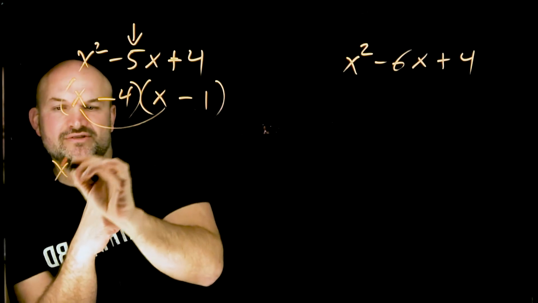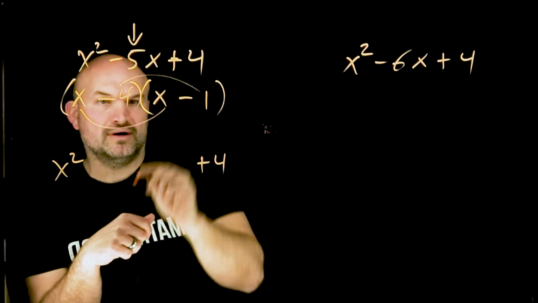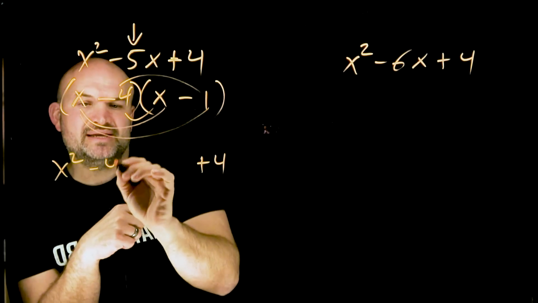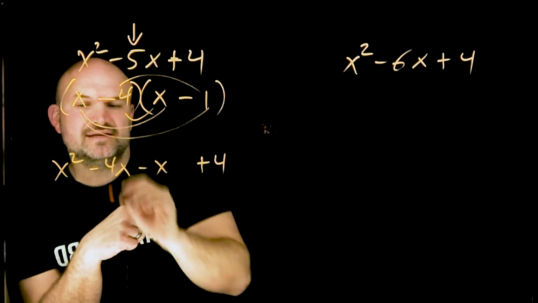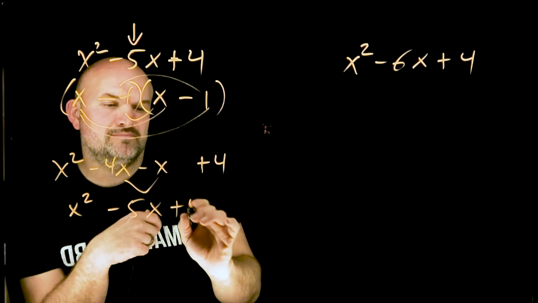X times x is going to be an x squared. Negative 4 times negative 1 is going to be a positive 4. The inner and the outer is going to give me a negative 4x minus x, which you can see combined to give us a negative 5x plus 4.